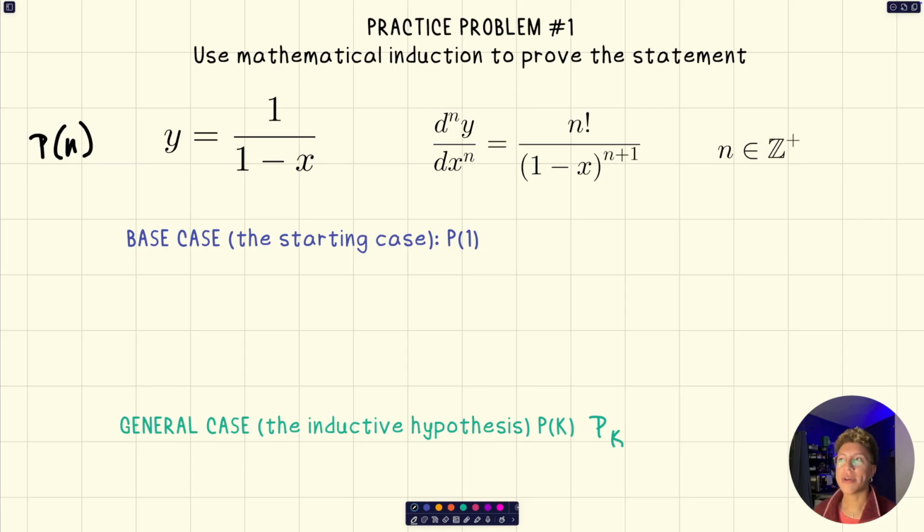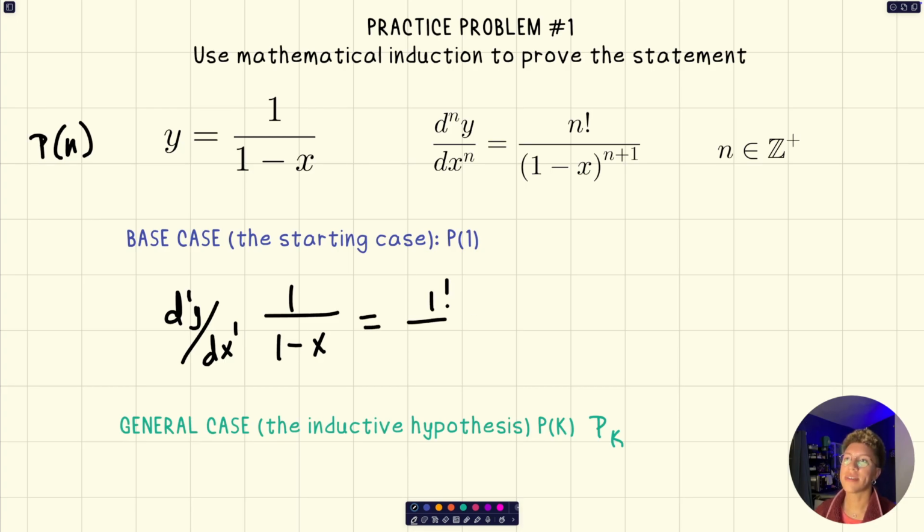As always, we start with our base case, our P of 1. So we take our first derivative, d1y, or you could just say dy dx. And we're saying of 1 over 1 minus x. So the first derivative of this function should be, according to this formula, 1 factorial over 1 minus x to the 1 plus 1, like that.